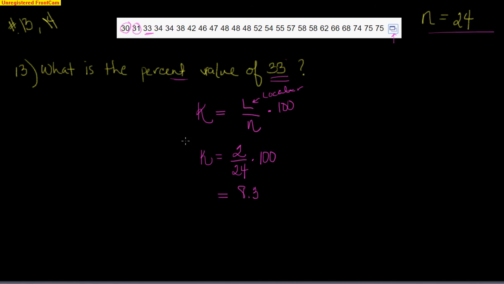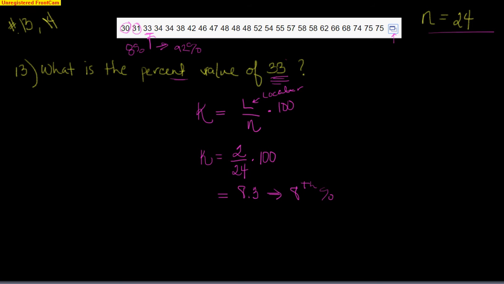So I forget what the question asked, but I believe it just wants one digit. So it's going to be the 8th percentile. This is the number 8, but it's your 8th percentile. The number 33 is in the 8th percentile. That meaning 8% is below 33, and the other 92% of the data is above that number 33. Okay. So that's number 13.